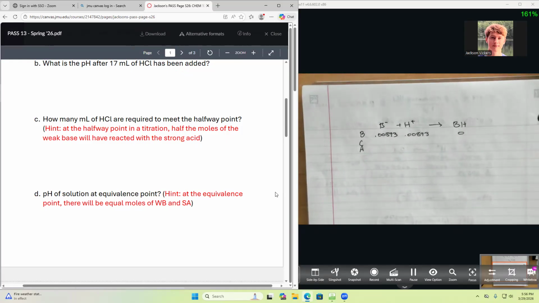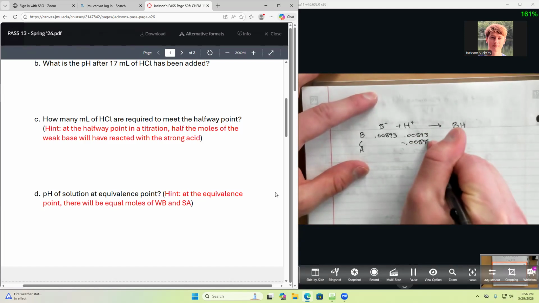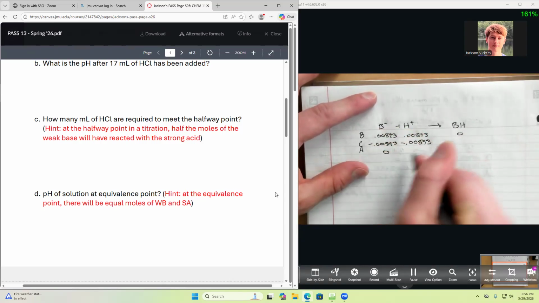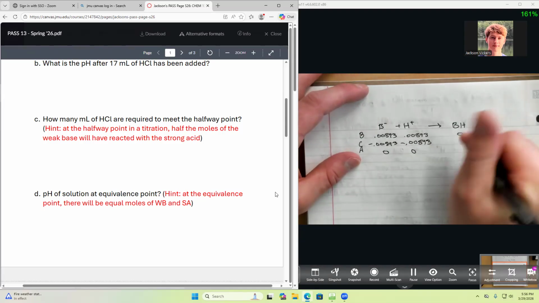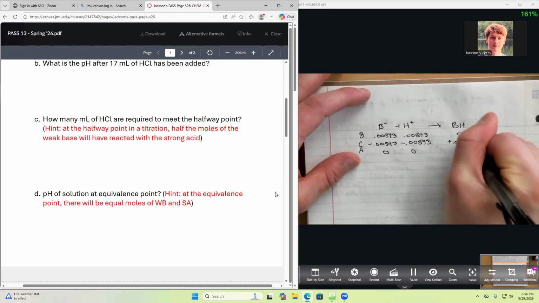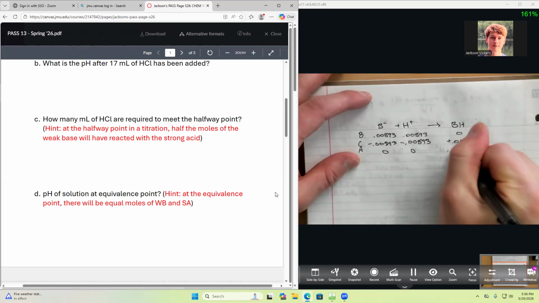So again, the rule we've been doing this whole time is that when you get to the C row of the BCA table, you subtract by the smallest amount. In this case, it's kind of weird because they're the exact same amount. So we're going to be subtracting 0.00893 from both pieces here. And we're going to see that we're left with nothing for the weak base, and also we've used up all of the strong acid. And so the only thing we have left afterwards is that conjugate acid that we formed.